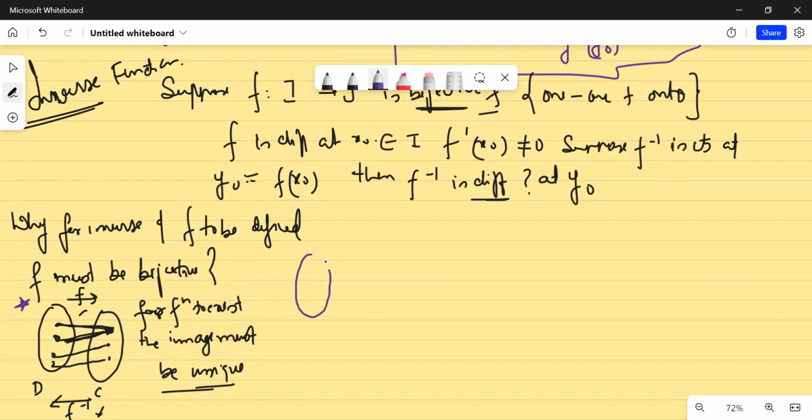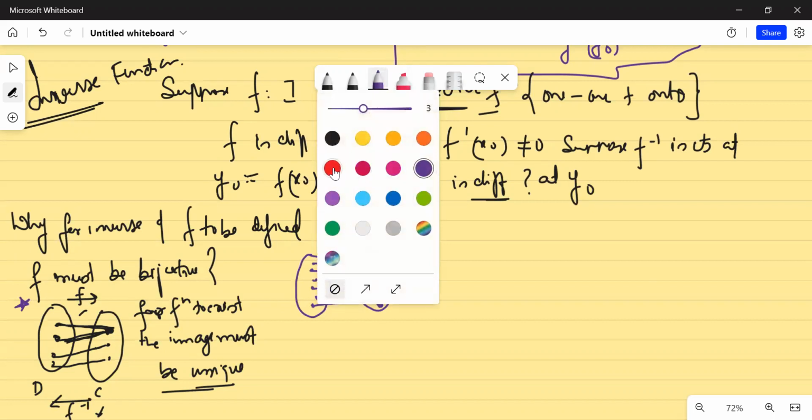Now, what is onto? Onto means your codomain must be exactly equal to your range. But there should not be any point left in the codomain, right? So let's say there is another point here, which is not mapped. And it is still lying in the codomain, right? So here you can see this is not an onto function, because there is a point which is not mapped.